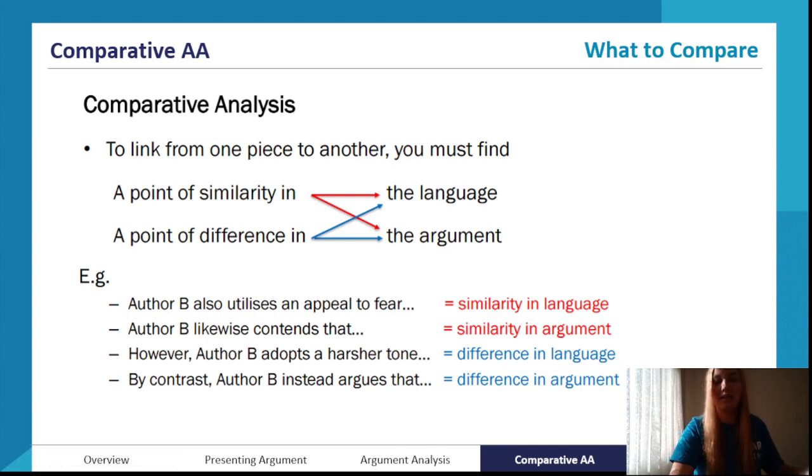I won't just say this language is similar, and the tones are similar, but then they use different persuasive language techniques, right? So, for example, if I say that author B also utilizes an appeal to fear to create blah, blah, blah effect. However, he also argues that some kind of nuance in the argument. Yes, maybe the issue is bad, but something else should be done about it. So looking for, especially if you can find subtle, small differences, that's considered very valuable in English.